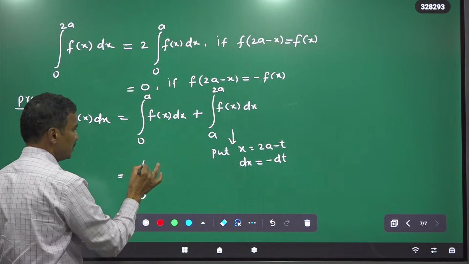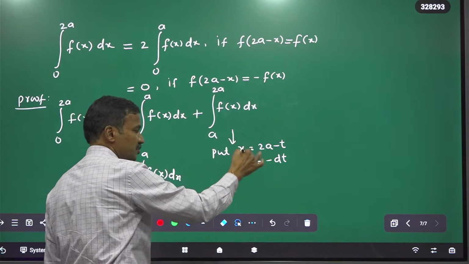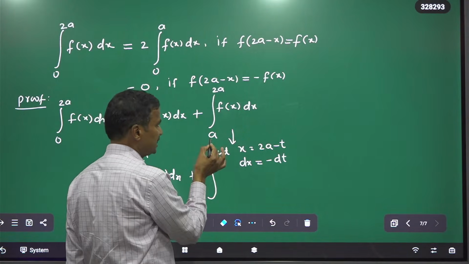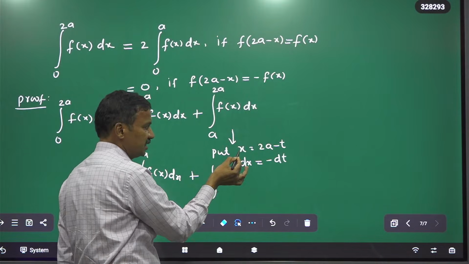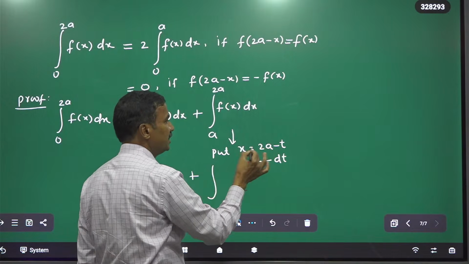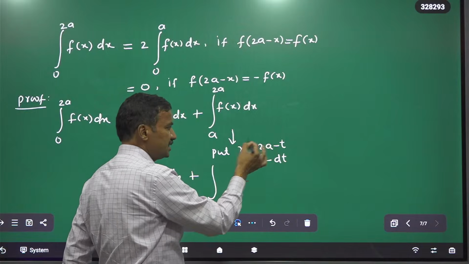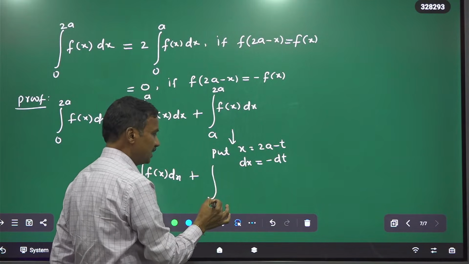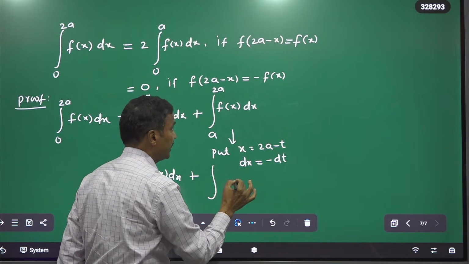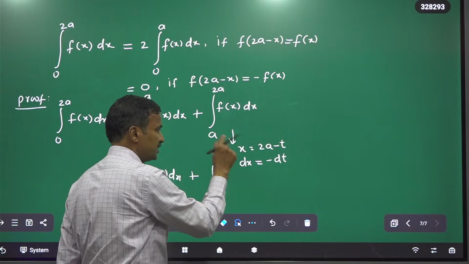That is the integral of 0 to a f of x dx, the first integral. In the second integral, we have to substitute like this. Then what are the limits? These are the limits of x. If you put x is equal to a, then t is equal to 2a minus a, that is a. Therefore it is minus of dt, and here you can write a as the lower limit, because we have to put x is equal to a.